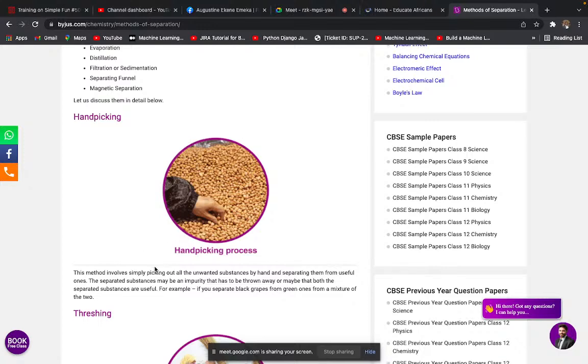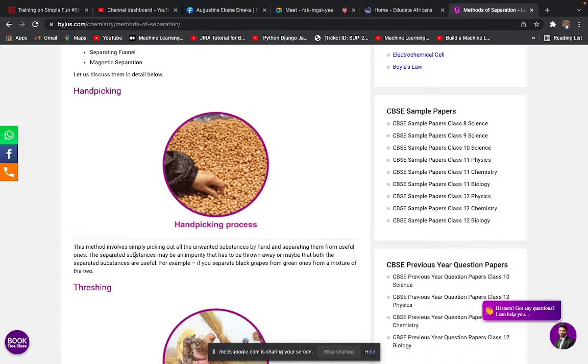So you can see this is a typical example. This method involves simply picking out all the unwanted substances by hand. So in hand picking, you use your hand to pick out unwanted substances and separate them from useful ones. The separated substances may be impurities that have to be thrown away. So this is a typical example of when you want to separate your beans from stone or your rice from stone. So you use hand picking.